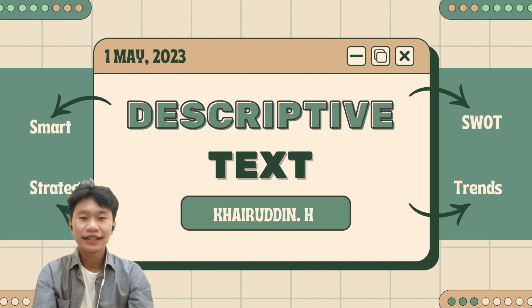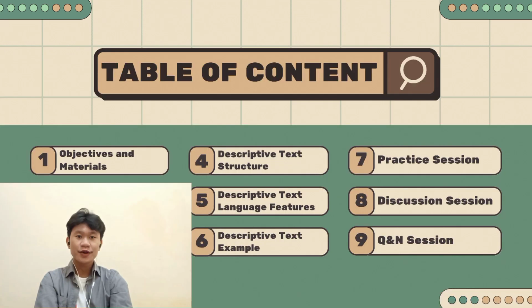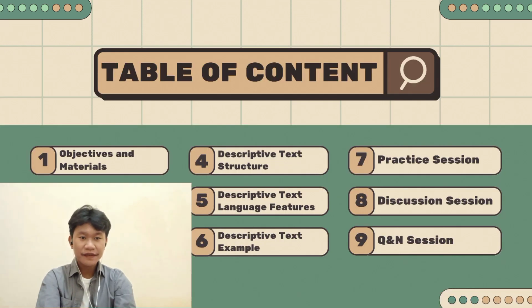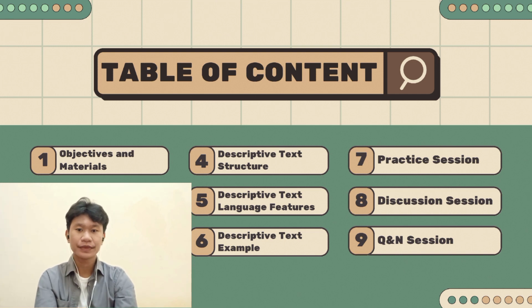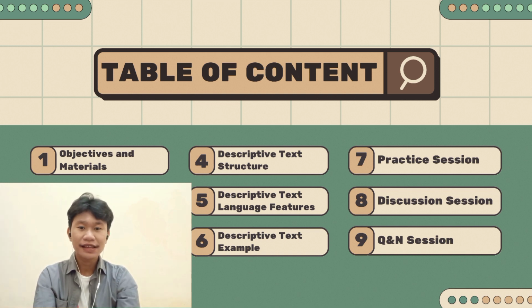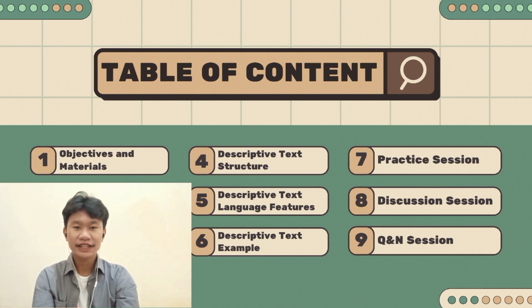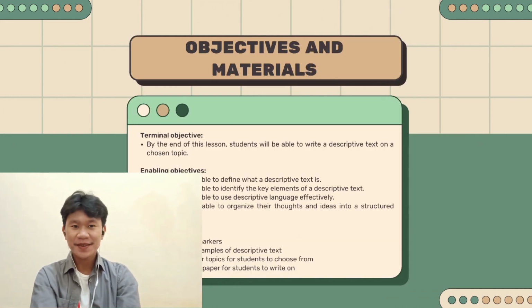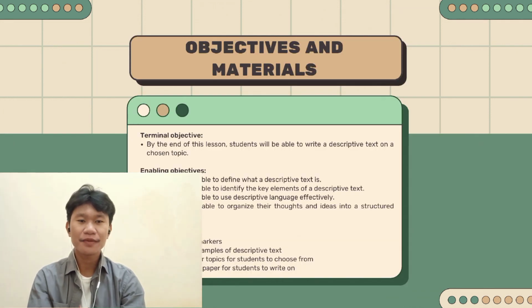Okay, let's go to materials. So in the table of contents, we have a lot of activities to do, like explain the objectives and materials, explain the definition of descriptive text, types of descriptive text, descriptive text structure, descriptive text language features, descriptive text example, practice session, discussion session, and Q&A session. So today I will explain the objective of this lesson.